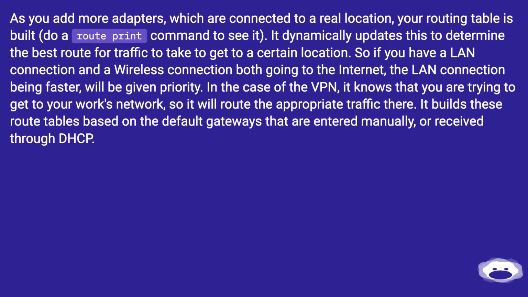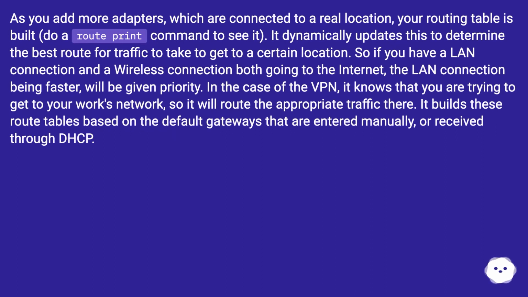As you add more adapters, which are connected to a real location, your routing table is built. Do a route print command to see it. It dynamically updates this to determine the best route for traffic to take to get to a certain location. So if you have a LAN connection and a wireless connection both going to the internet, the LAN connection being faster, will be given priority.